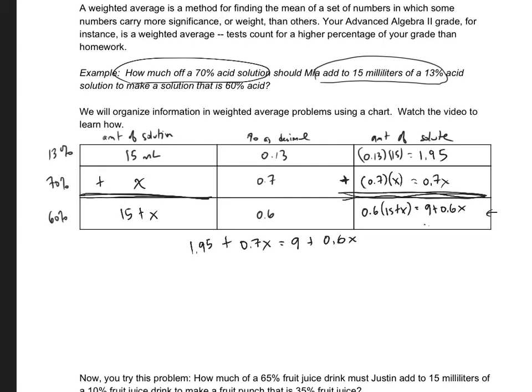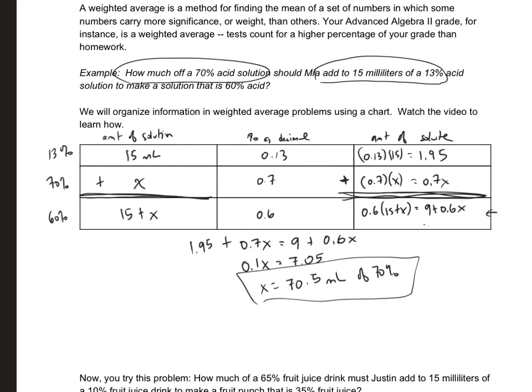We're going to get all the x's on the same side by subtracting 0.6x. We're going to get all the numbers on the same side by subtracting 1.95. And then we're going to divide both sides by 0.1. That tells me I would need to add 70.5 milliliters of the 70% solution in order to bring the acidity level up to 60% of the final solution. So there is that first problem.